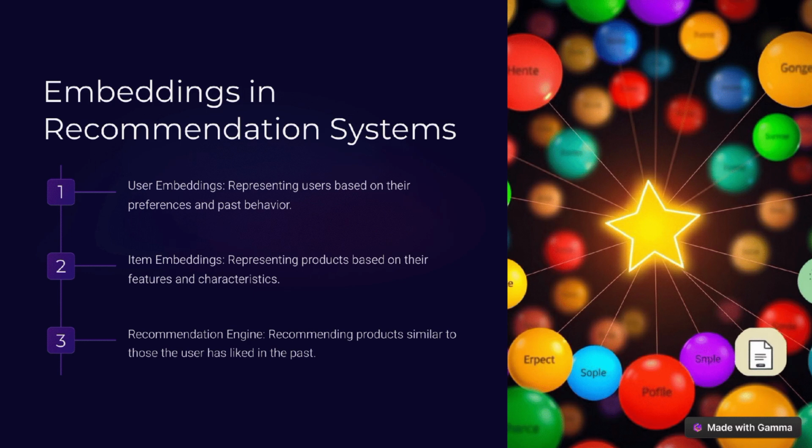Here's how it works. 1. User embeddings represent users based on their preferences. 2. Item embeddings represent products like movies or songs based on their features. 3. The recommendation engine suggests products similar to what the user has liked before. Fun fact: Netflix uses embeddings to recommend movies you might like based on what you've watched before. That's why you keep finding new shows to binge.